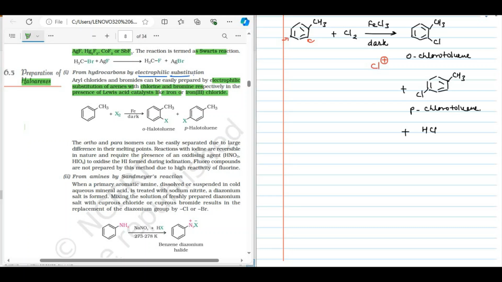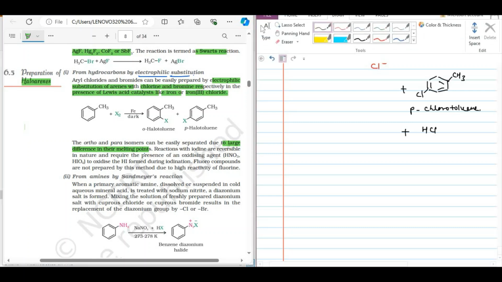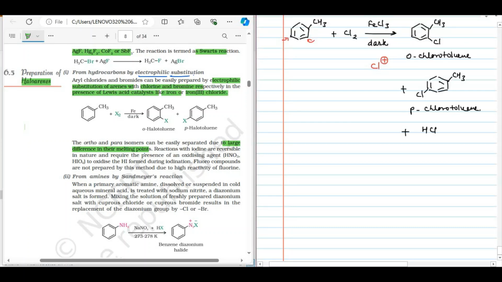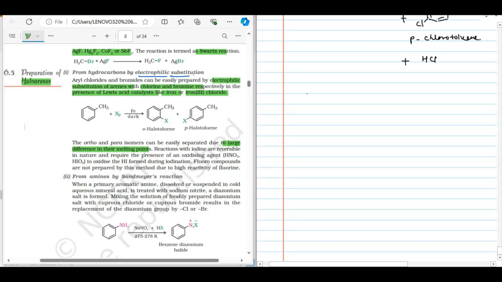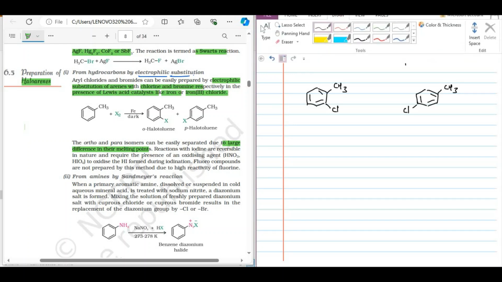Now let's read from the book. The ortho and para isomers can be easily separated due to a large difference in their melting points. So let's see how their melting points differ from each other. Let's draw the structures of the ortho and para derivatives. So this is benzene, and here is the CH3 group. Again I am going to draw the same structure, toluene, this is CH3. And this is the para derivative, where Cl is attached at the para position, and this is the ortho derivative where Cl is attached at the ortho position. Now let's compare them.